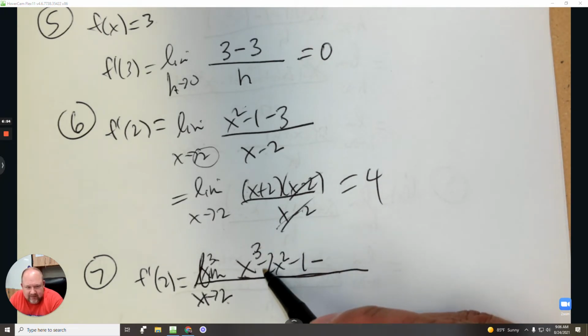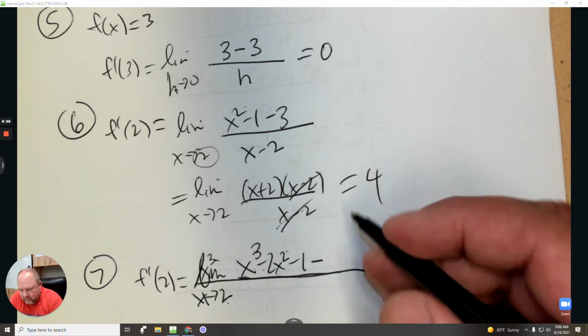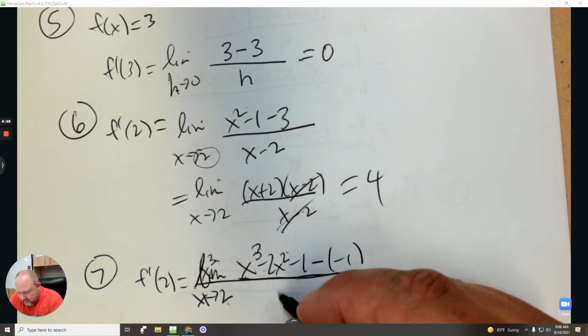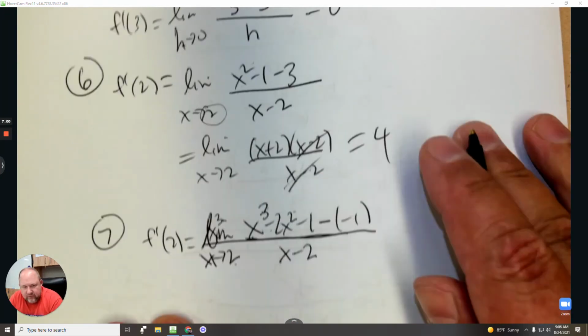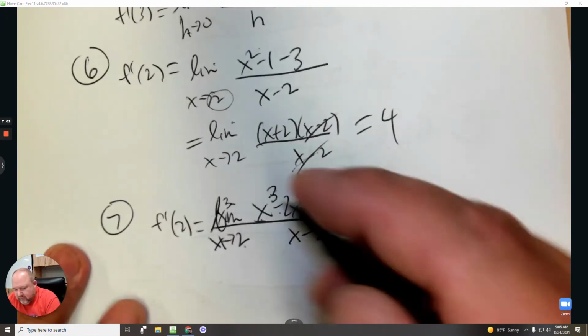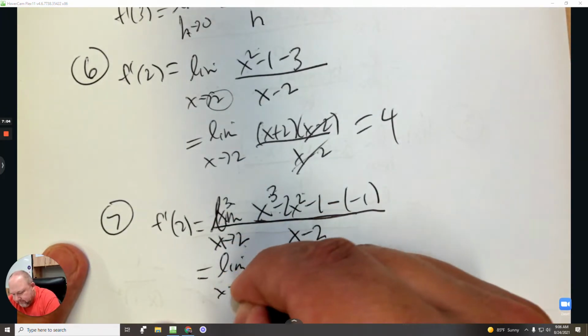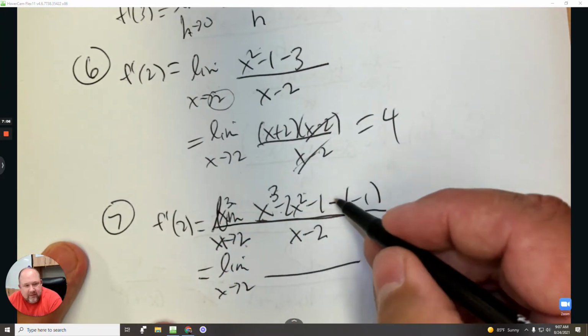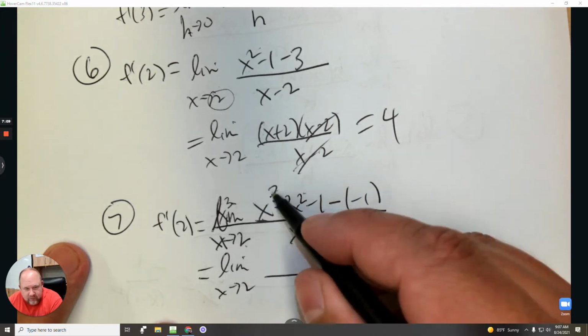That's 8. Take away 8. That's 0. So all you're left with is negative 1. And that's all over x minus 2. It's actually going to simplify to something a lot nicer than I thought. So negative 1 take away negative 1. This is what you're left with.